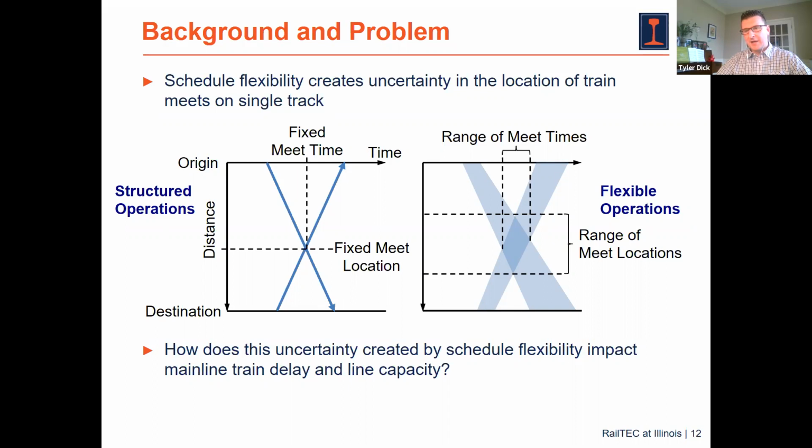In an operation with schedule flexibility, we have a range of train departure times and a range of train travel times. The resulting overlapping of those two ranges of train paths gives us a potential range of meet locations and a potential range of meet times. So the question is, when we start looking at this for multiple train paths over the network, how does this impact our mainline train performance in terms of delay and line capacity?